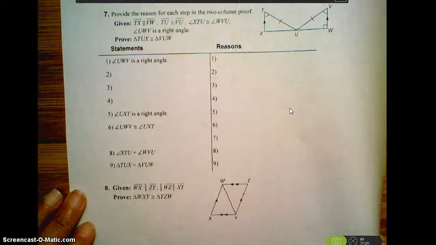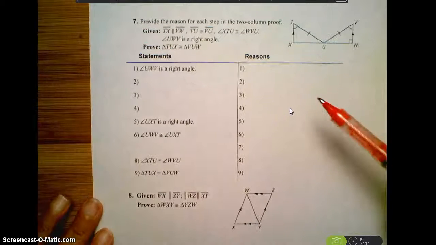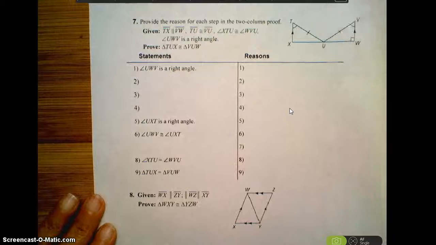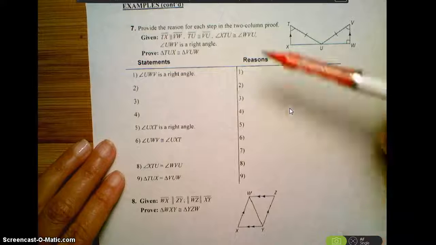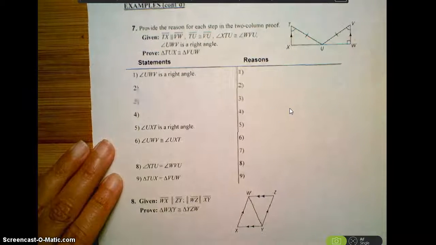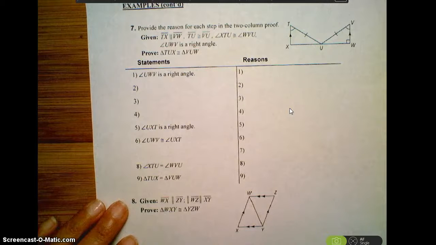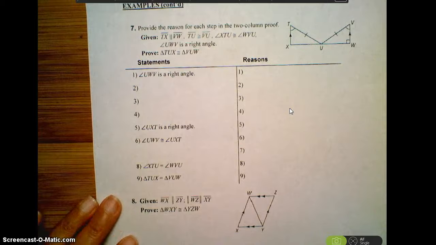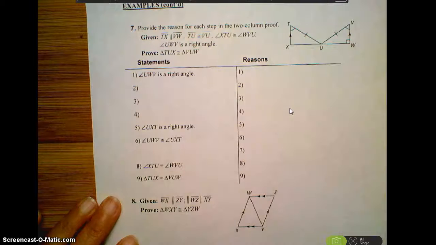Hi, on page 2, we're going to fill in this proof on example number 7, and we're actually going to do the proof on example 8. So for example 7, this is a little bit strange, but you had many givens. Let's make sure they're all marked. TX was parallel to BW, great. You also had TU congruent to VU, also marked. And you also had that angle XTU was congruent to angle WVU, again marked. And you were also given that angle UWV was a right angle. So they marked everything for you.